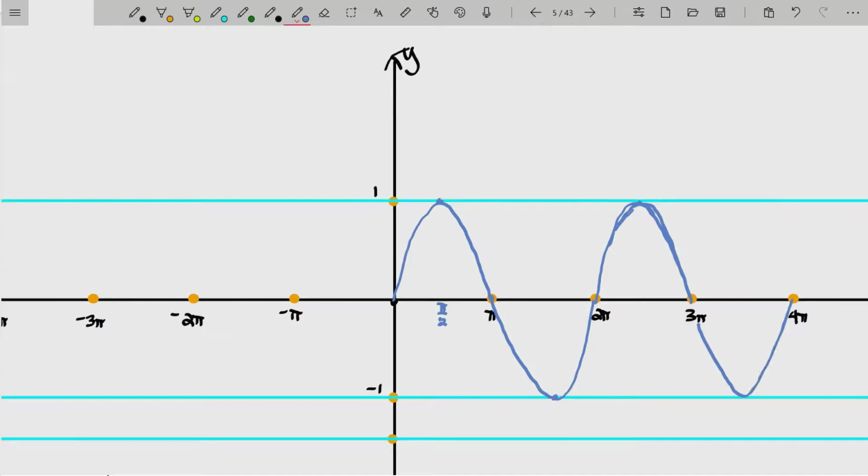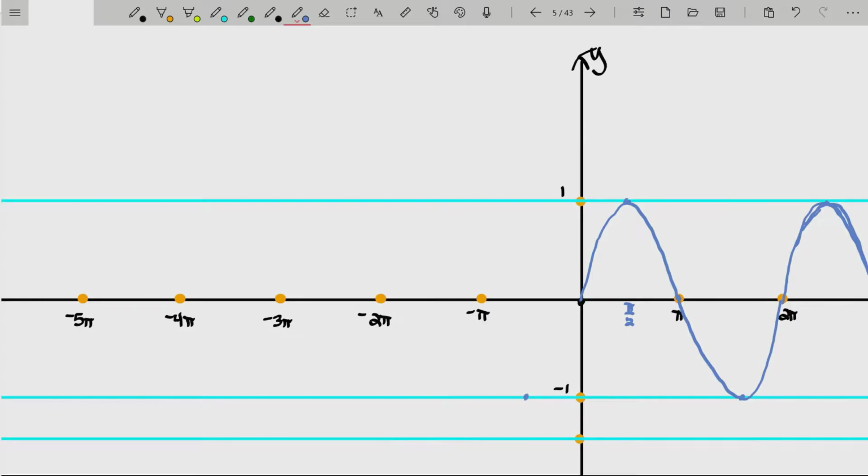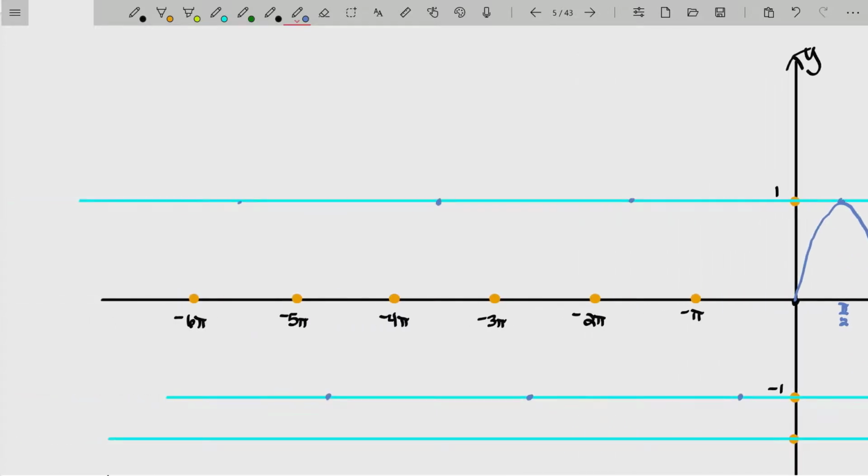So this is the sine curve from 0 to 4 pi, but we want to go backwards as well. So I'm going to plot the halfway points here just to help me out really quickly. You'll see that it's just much faster to plot the maximums and minimums to get things going. So there we go.